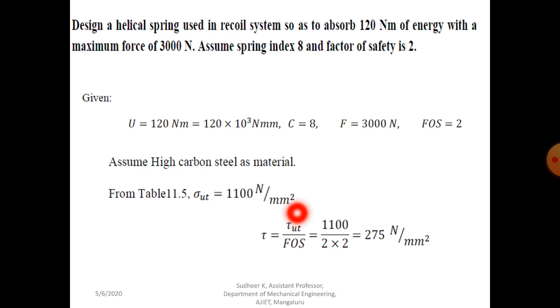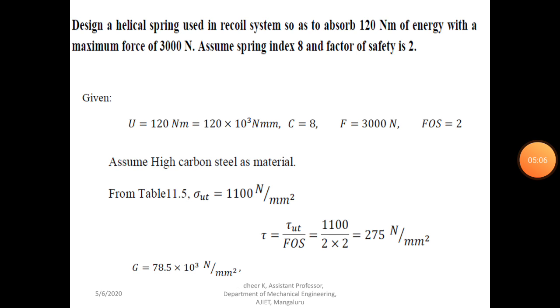Tau ut can be calculated, so that is 1100 divided by 2, because 50 percent is 0.5 into 1100, and once again you have to divide it by factor of safety, that is 2. Therefore the shear stress in the spring wire is 275 Newton per millimeter square.